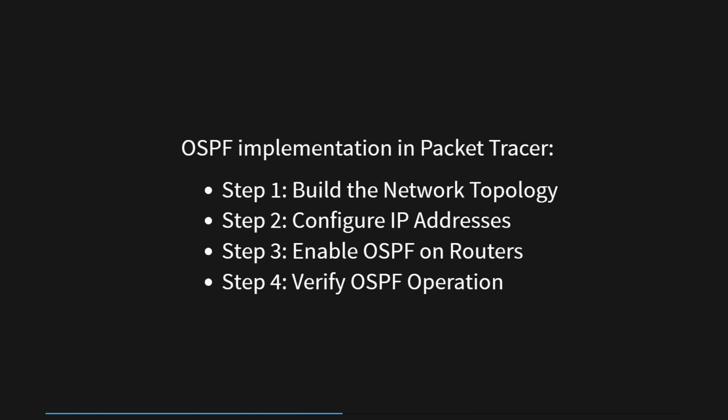In the practical implementation of OSPF using Packet Tracer, we follow a series of steps to set up and confirm the OSPF configuration in the network. First, we create the network topology by placing routers and connecting networks in a straightforward layout. After ensuring all routers are powered on, we proceed to step 2, where we assign IP addresses to the interfaces of each router according to the topology. This enables communication between the routers and networks.